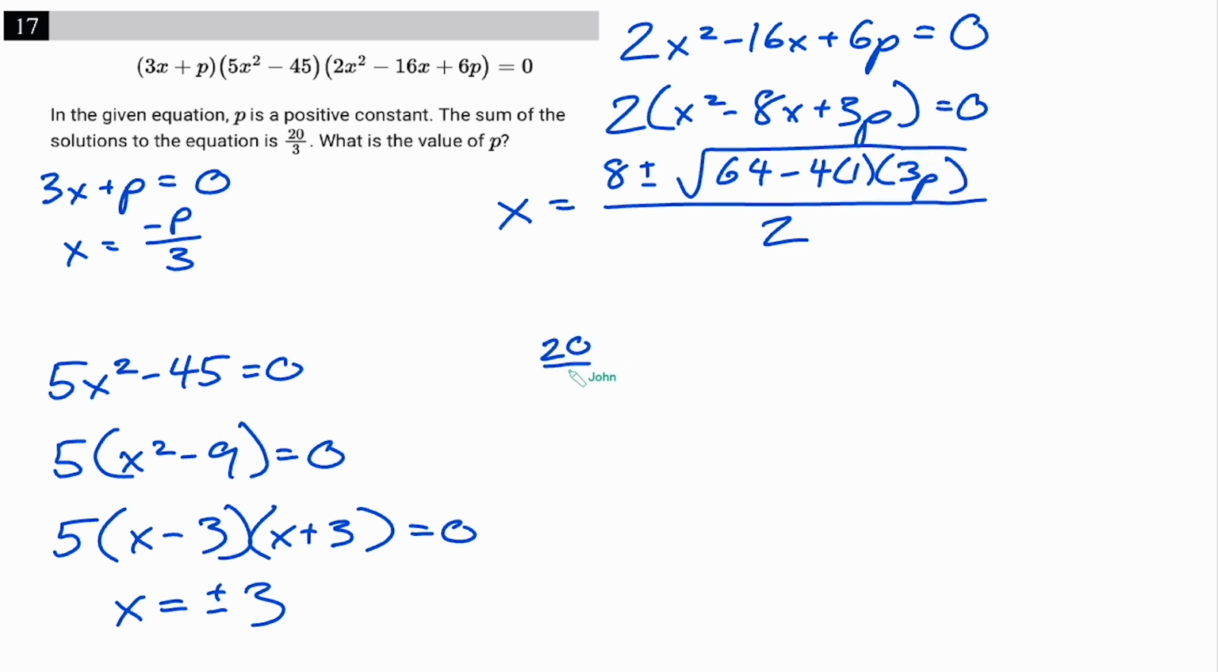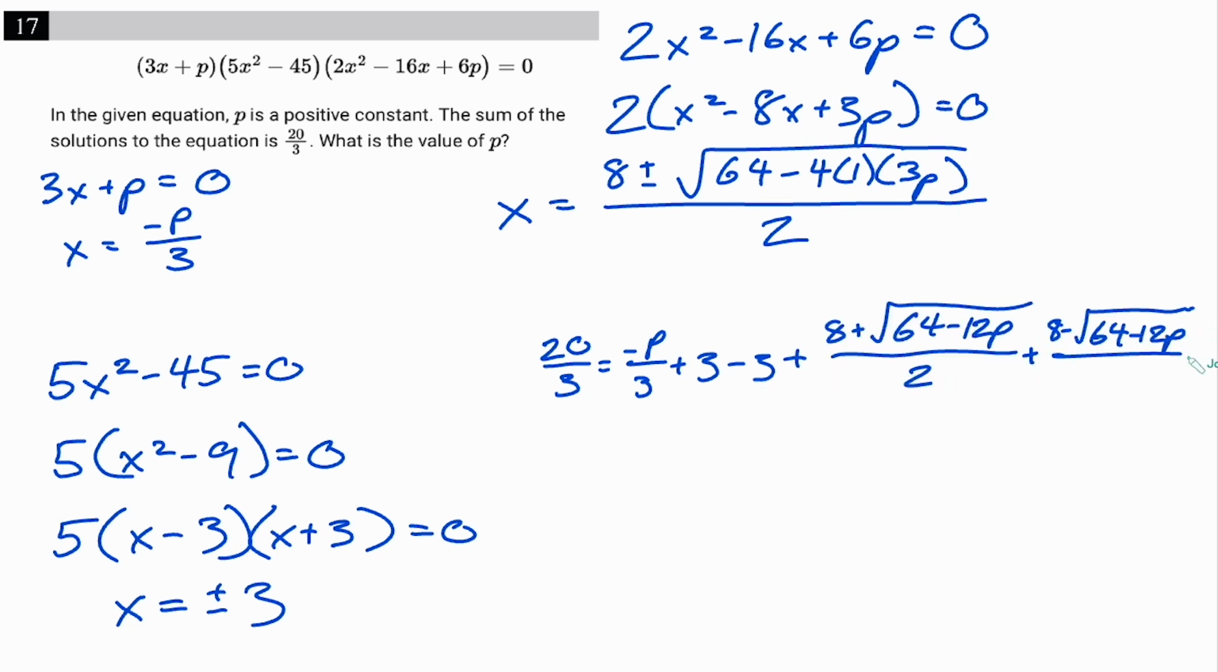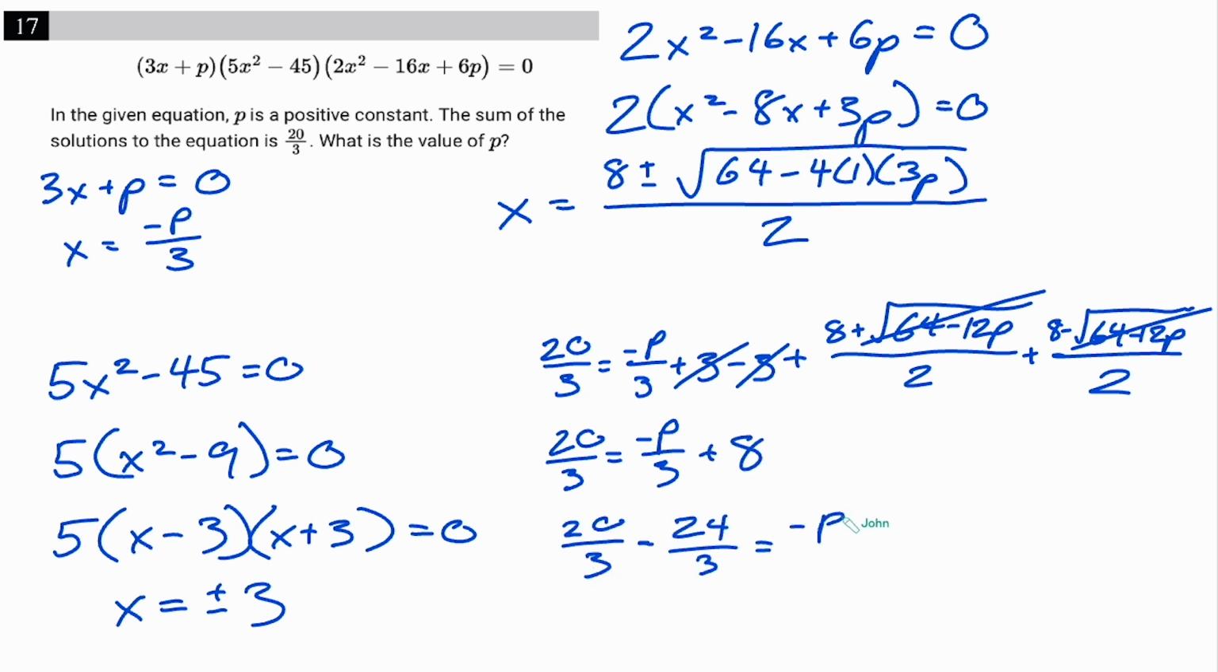The sum of our 5 solutions is then negative p over 3 plus 3 minus 3, and these radicals also cancel, so the sum of the last 2 solutions is just 8. That leaves us with 20 over 3 is equal to negative p over 3 plus 8, and we've got this one on the run now. Subtract the 8, negative p over 3 is equal to negative 4 over 3, so p is 4.